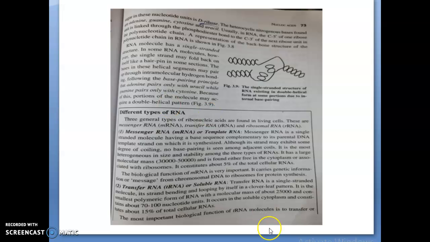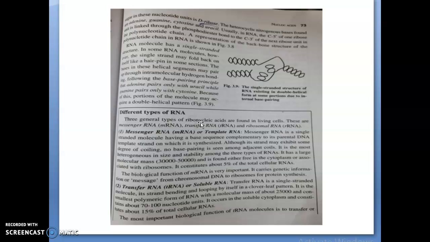There are mainly 3 types of RNA present in the cell. These are messenger RNA, transfer RNA and ribosomal RNA. What is messenger RNA, also known as template RNA? Messenger RNA is a single-stranded molecule. Its base sequence is complementary to the parental DNA template strand on which it is synthesized. That is why it is known as template RNA. Although the strand may exist with some degree of coiling, this coiling does not form a double helical like structure through base pairing.